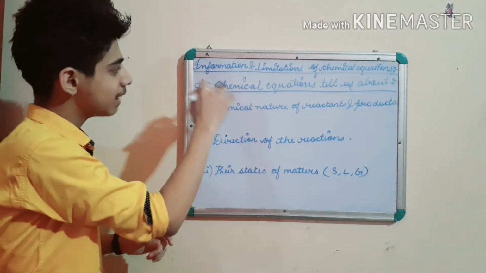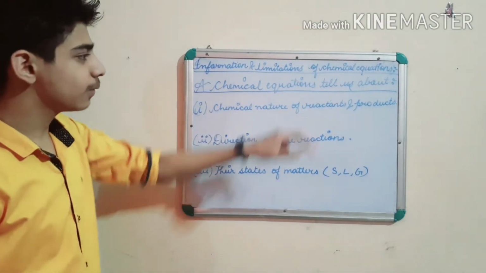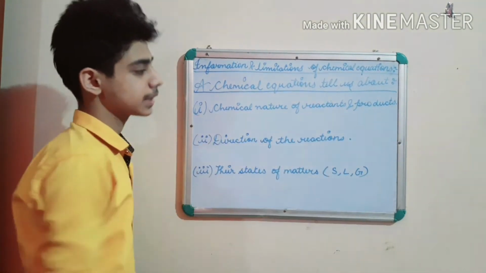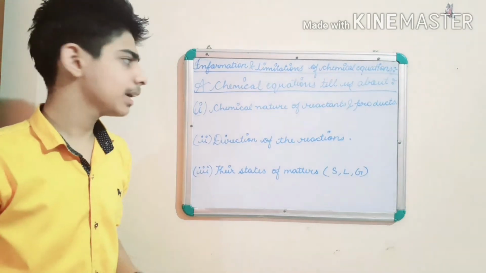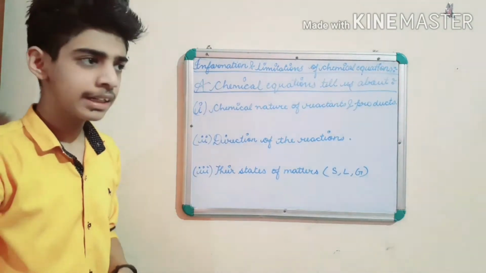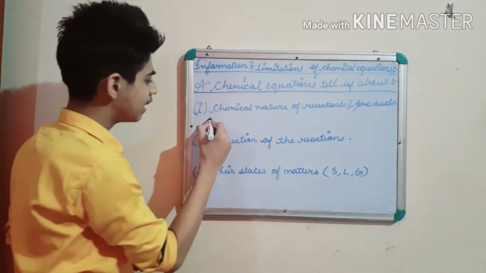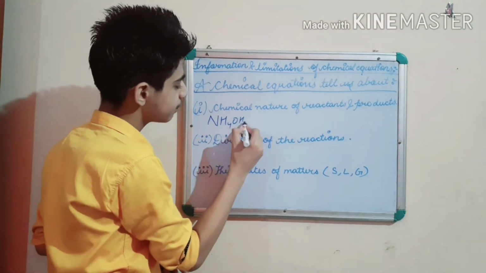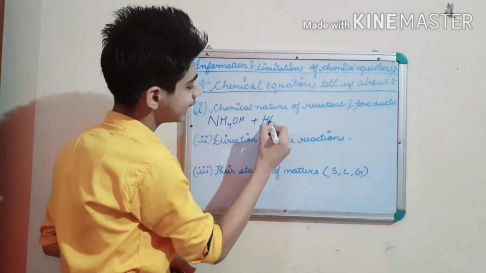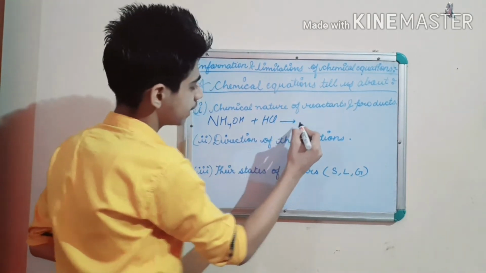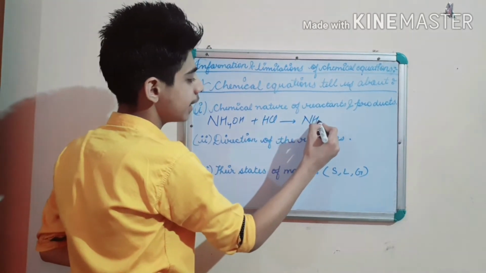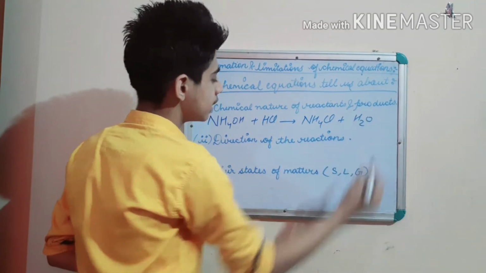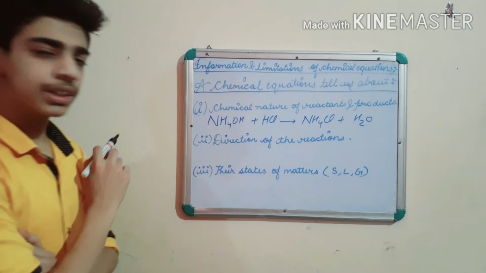So first we are taking the information. A chemical equation tells us about chemical nature of reactants and products. So what is chemical nature of reactants and products? Chemical nature means, like here we have taken the example of NH4OH plus HCl will give NH4Cl plus H2O. So what will we know about this equation?